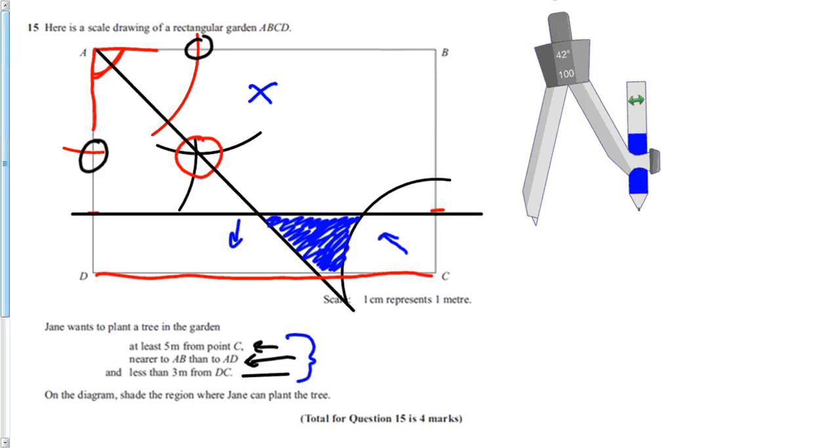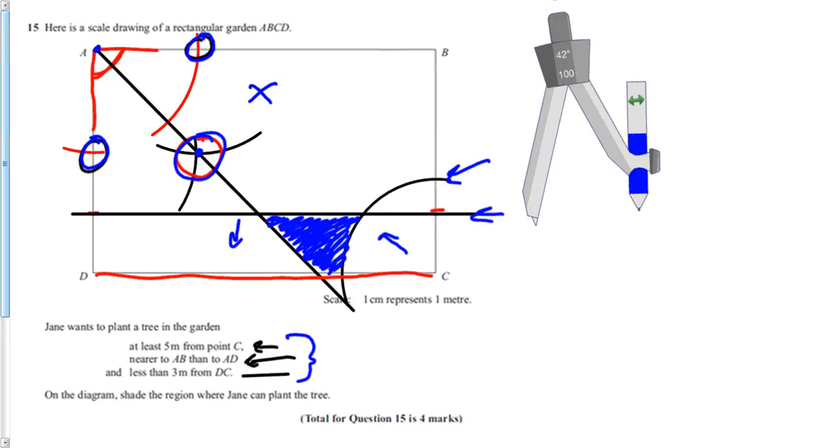Now the good thing about this question is that even if you don't get 4 marks, by knowing that you've got to draw an arc which is at least 5 meters from point C, you get 1 mark for this bit here. The hardest part is the second bit here, nearer to AB than AD. But for this second mark, you've got to make sure that you've got these 2 construction arcs. You've then got to draw the line going from point A up through this point here and just carry your line on. That's your second mark. Your third mark is for getting this line here. Then your fourth mark is for shading the correct region here.